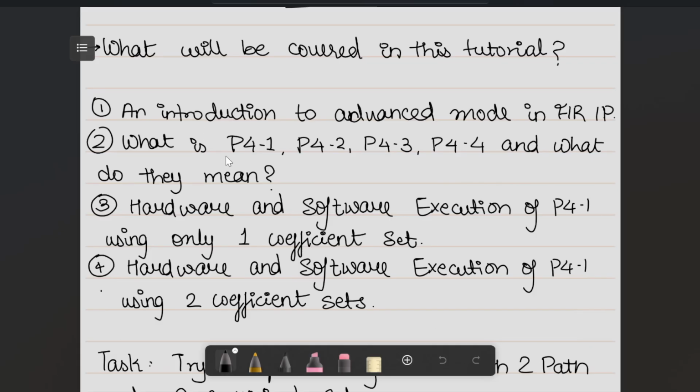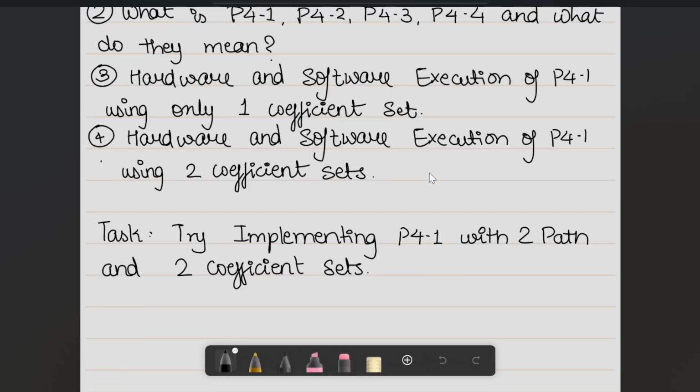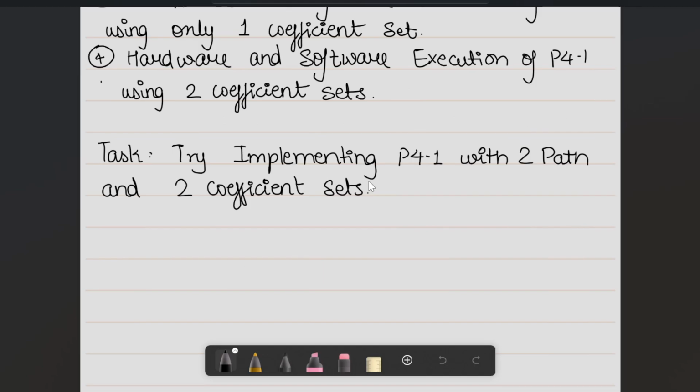I'll introduce you to what the concept is and what symbols like P41, P42, P43 and P44 mean. We will look into software and hardware executions of P41 with one coefficient set and also two coefficient sets. I would also like you to independently try implementing P41 with two paths and two coefficient sets.